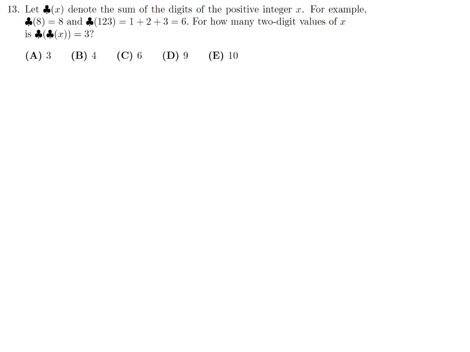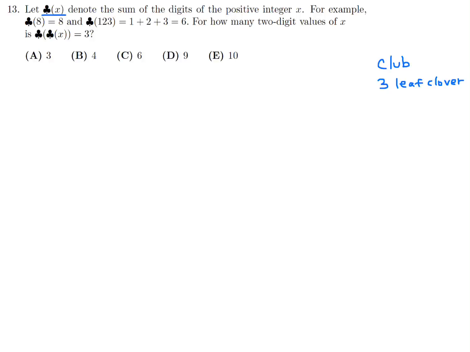Let this expression denote the sum of the digits of the positive integer x. For example, is that a club or a four-leaf clover or three-leaf clover? Whatever it is, I'll just call it club. It looks like the club on playing cards. So club 8 is equal to 8, and club 123 is equal to 1 plus 2 plus 3, which equals 6. Sum of the digits.